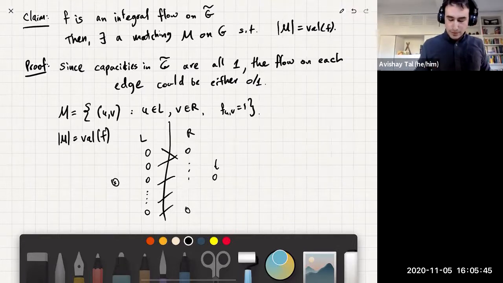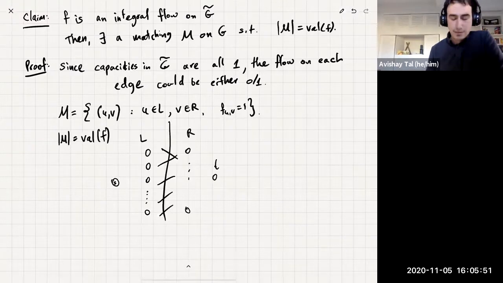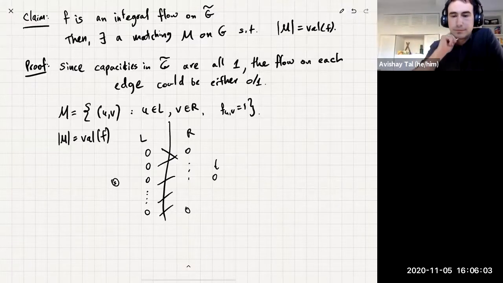Now, we still haven't shown that M is a matching. Why is this the case? This will be just by construction. So what do we know? We want to show, let's say, that every vertex here in L is connected to only one edge in M.